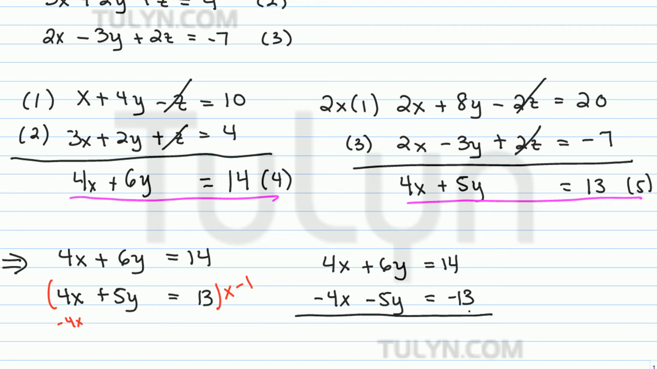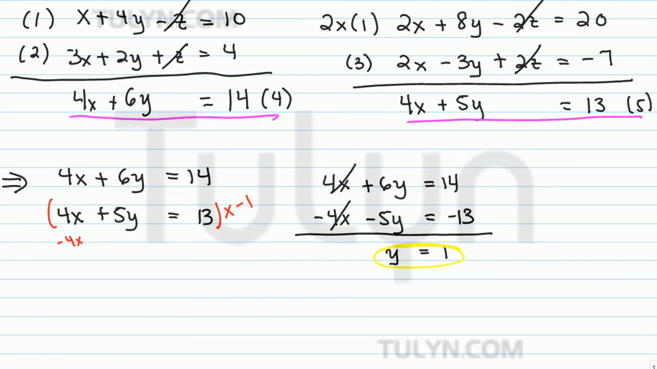So now, adding it all together, the x's cancel out and give us 0, which is exactly what we wanted. And then we got 6y minus 5y, which is just 1y. And then 14 minus 13 is just 1. So now we've solved for y. And let's highlight it here to denote our success.